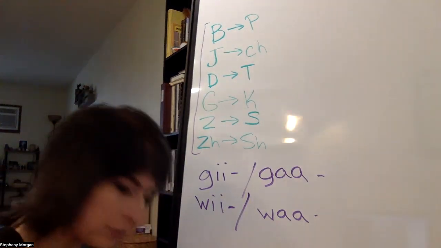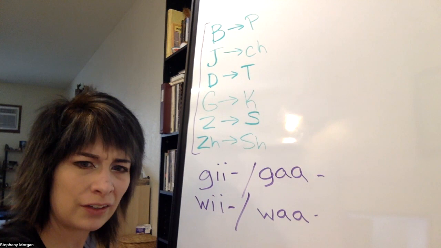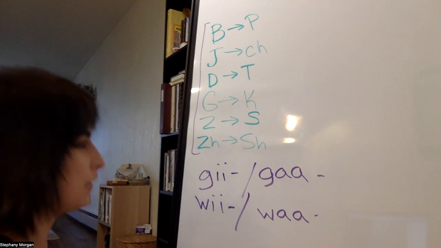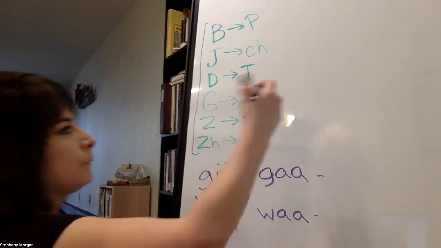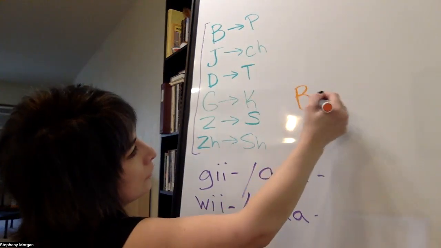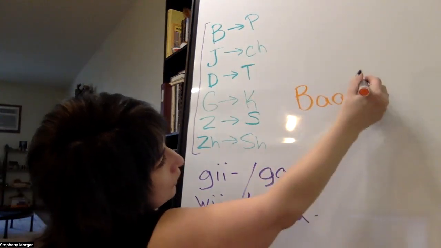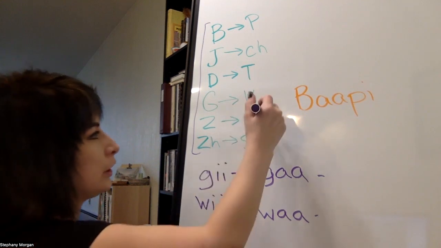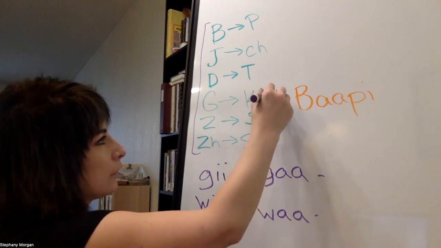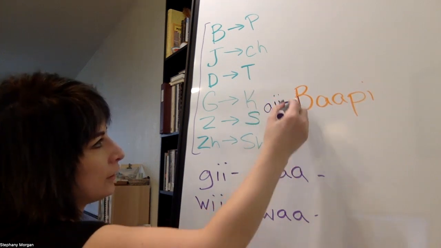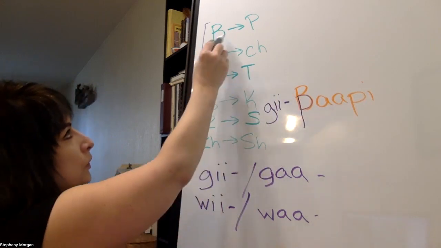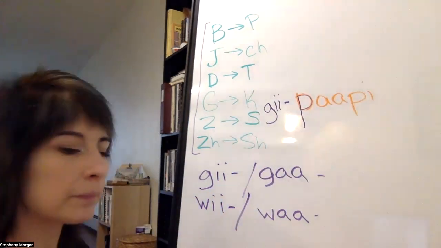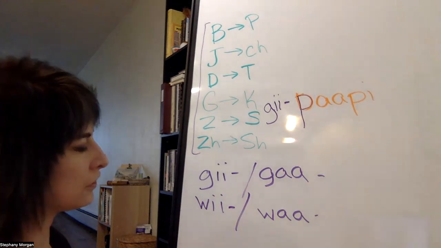So for example, if we have the word bape, he or she laughs. Bape. And I want to say he or she did laugh. We put gi in front. Gi, that triggers this change to P because B becomes P, and you get gi pape. Gi pape. He or she laughed.